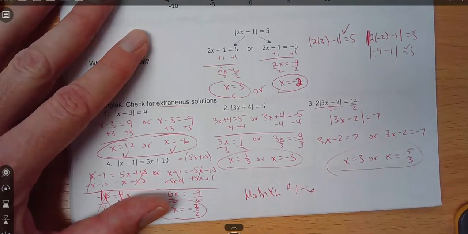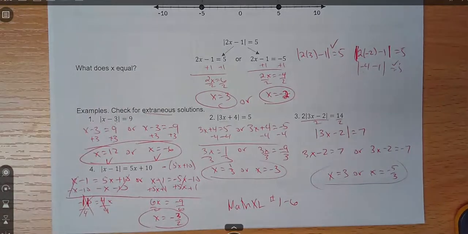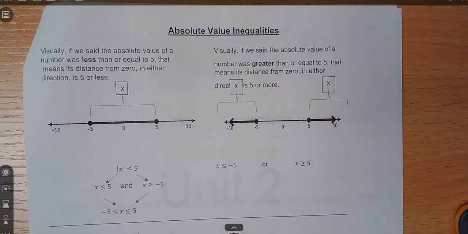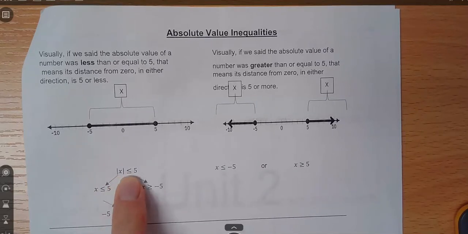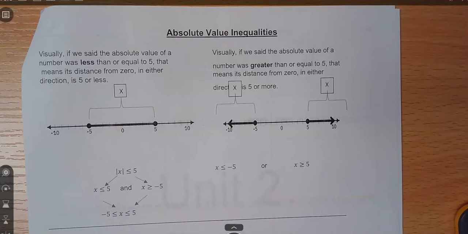Numbers 1 through 6. Do numbers 1 through 6. Now those are equations. Okay, so now this is when I change things up. Instead of being equations, now it's inequalities. So notice I didn't say the absolute value of x equals 5, it's going to be less than or equal, and we also have greater than too.